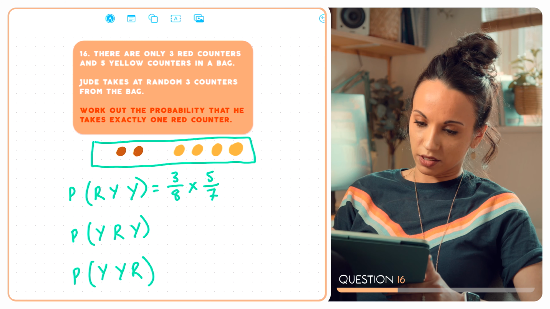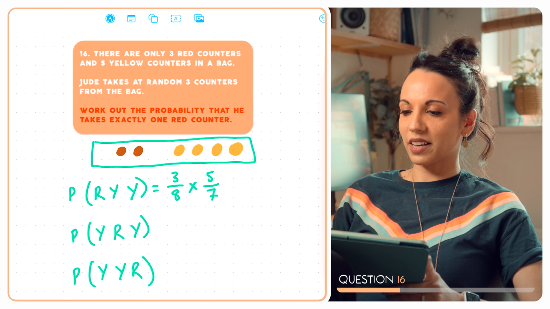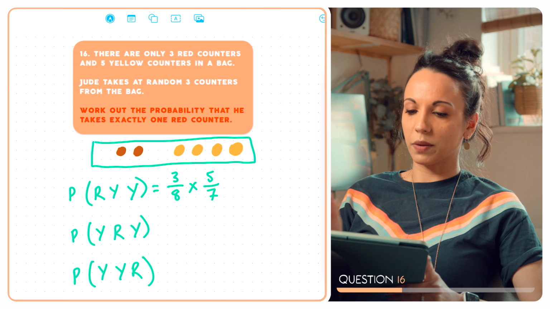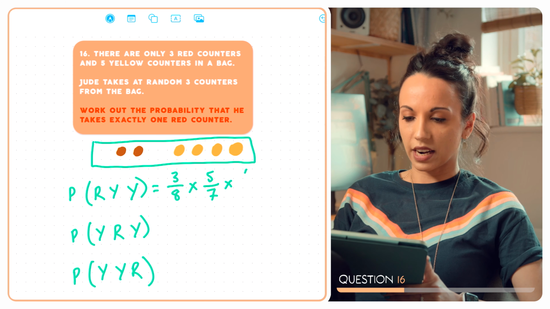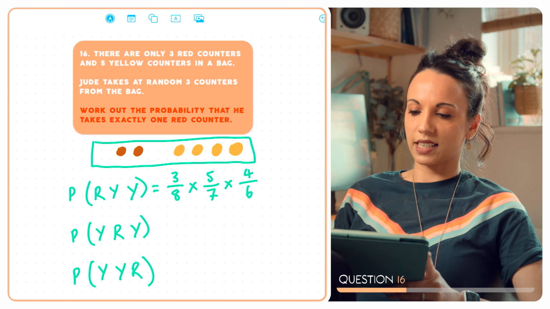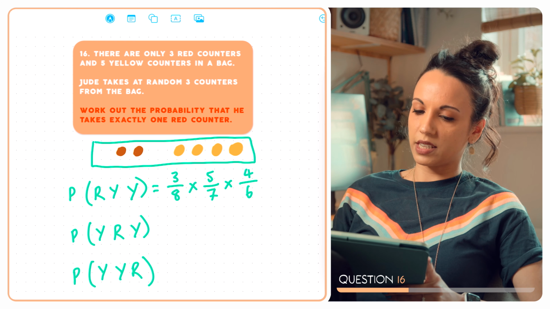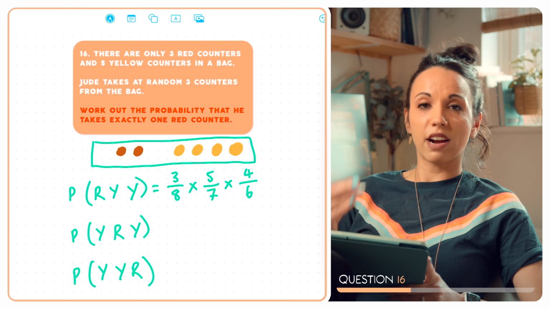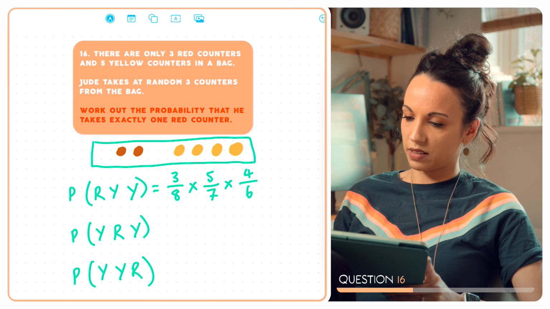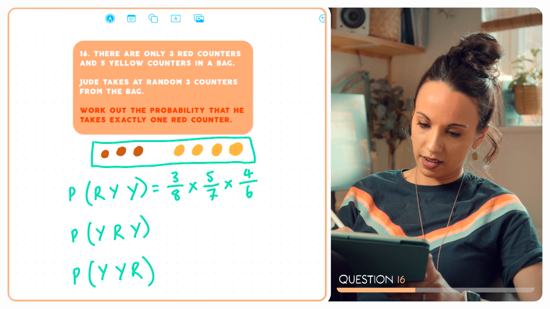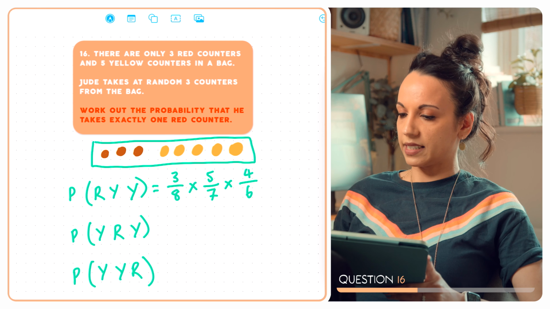But now a yellow counter has gone from the bag, so on his third pick, what is the probability of another yellow one? Well, this time there are only 4 yellow counters out of 6 counters overall. So this is the probability of him picking red first and then 2 yellows. Let's put his counters back in and have a look at the second case.